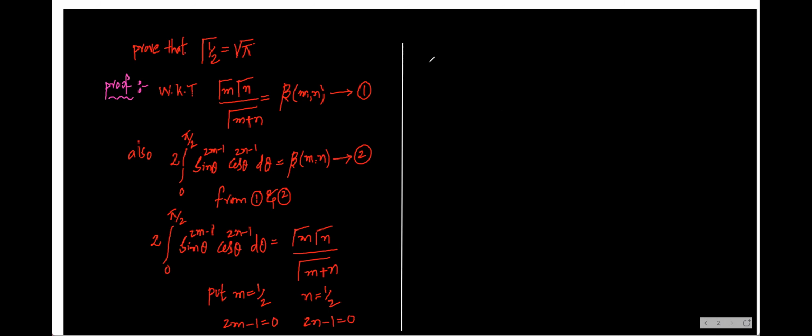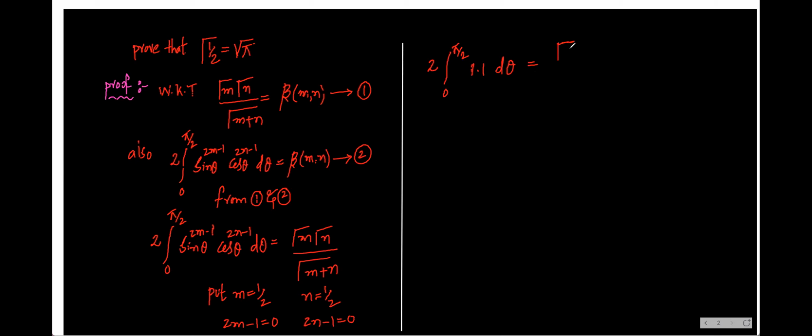When we substitute these values here, 2 times the integral from 0 to pi by 2, sin theta to the power of 2m minus 1 will be sin theta to the power 0, which is 1. Any number to the power 0 is 1. Similarly, cos theta to the power 0 is also 1, into d theta. Okay, correct?